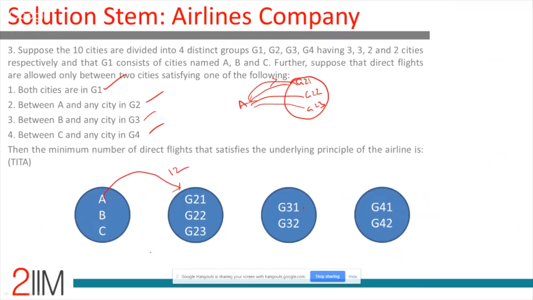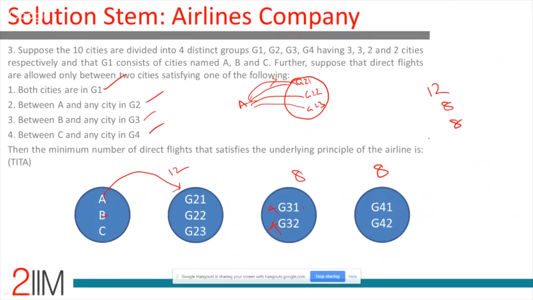Right? So B to G31, same idea. The 4 flights to G31, 4 flights to and from G32. So B to here, there are 8 flights. C to here, there are 8 flights. 12 plus 8 plus 8.